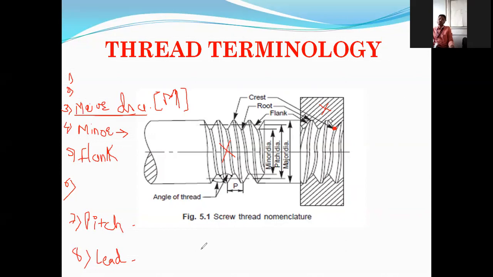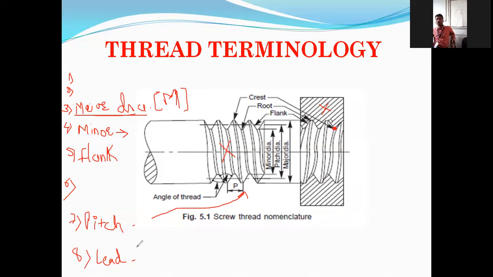Distance between two consecutive similar points is called a pitch. Very good. Lead means that once we rotate a nut or bolt through one complete rotation, the distance advanced by the nut or bolt is called lead. 100% correct. So attention is required.